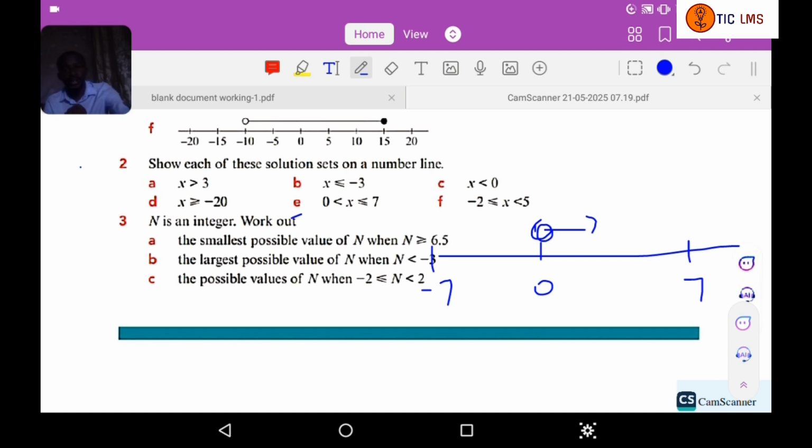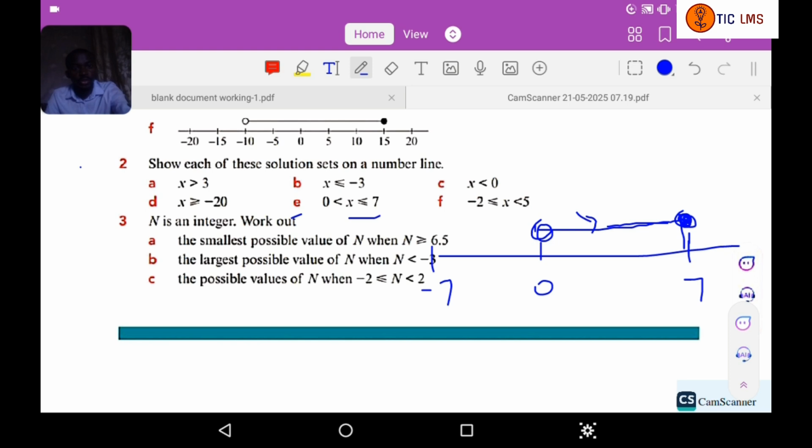The second part now says that x is less than or equal to 7. So it means that the values of x are less than 7 and equal to 7. Meaning the values from 7 going back, that is 7, 6, 5, 4, and so forth. So we move in this direction, shade 7 because it's also equal to 7, and then you move in this direction.